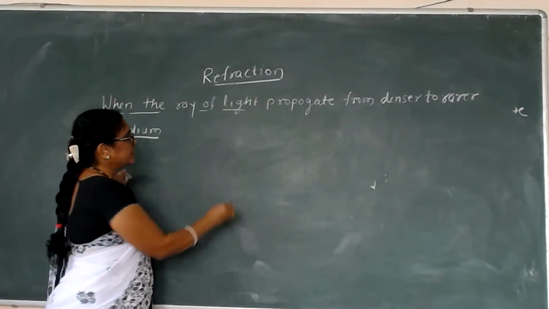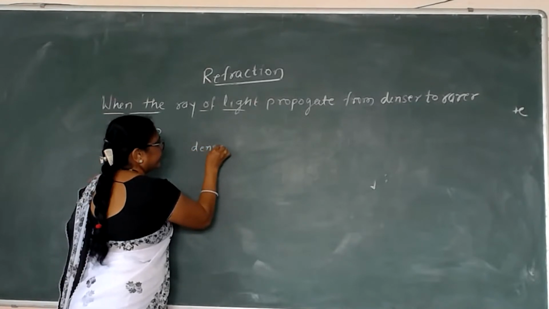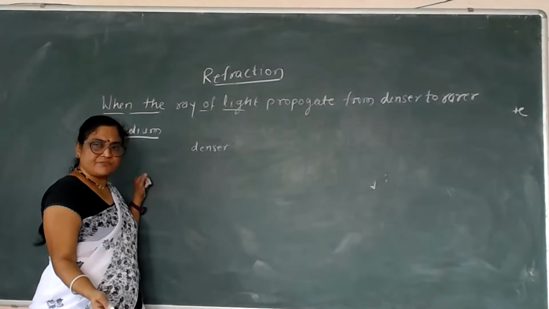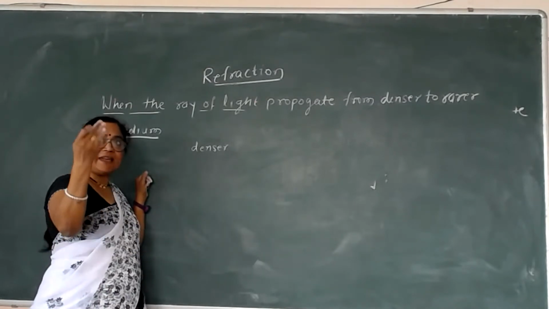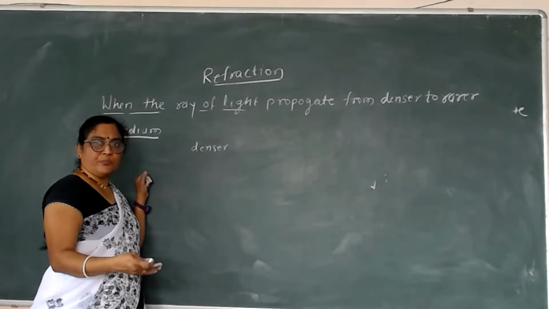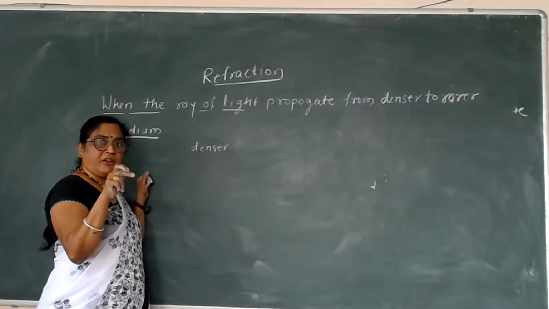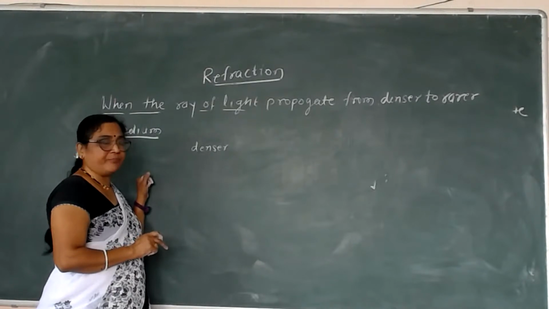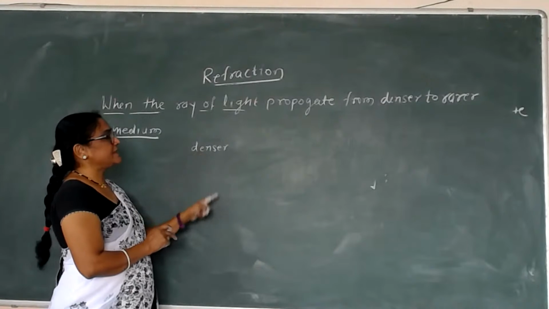First, if we consider the denser medium, from air to glass and again glass to air: when the ray of light is incident on the window and again enters the room, at that time the ray of light propagates from the air to the denser medium and again comes out into a rarer medium. So here, what happens when the ray of light propagates from denser to rarer?